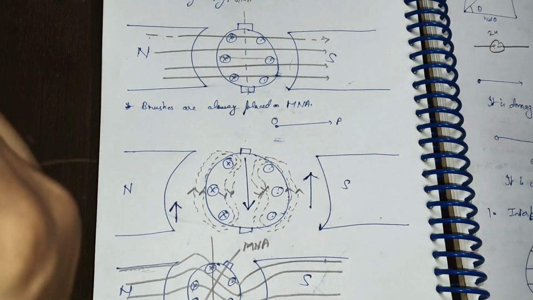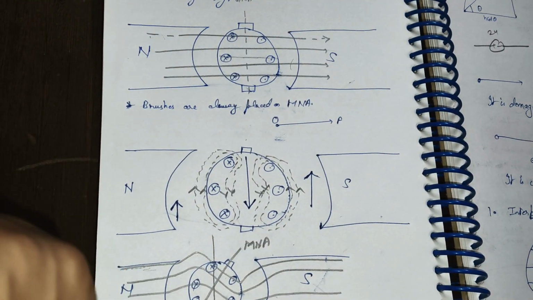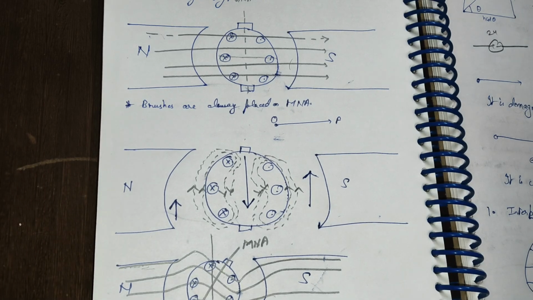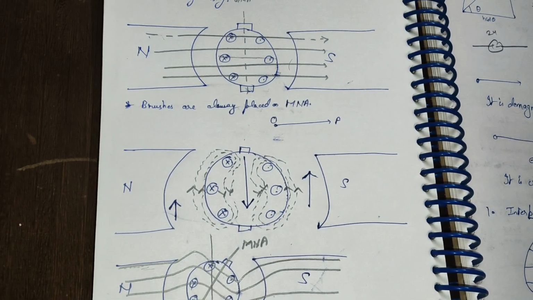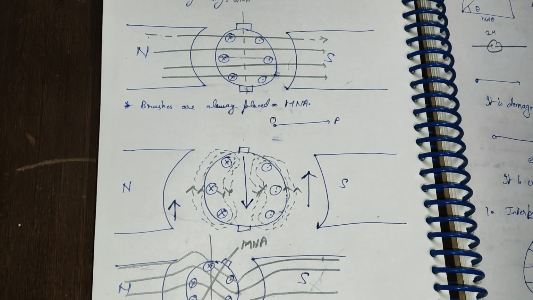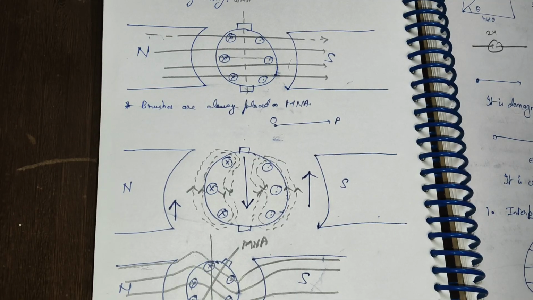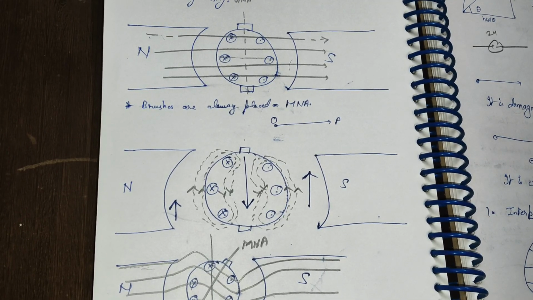That's all for today. For the next lecture, we will discuss classification of DC machine in detail, finding their equations, voltage and current relationships, and so on.